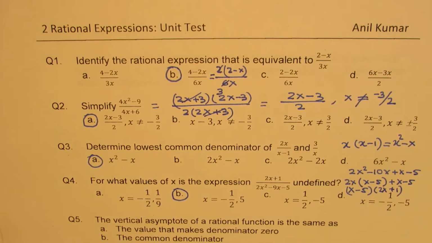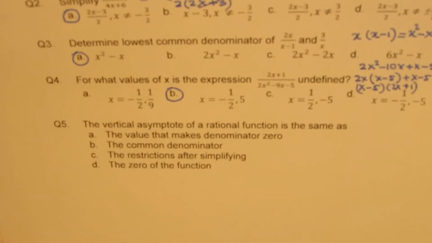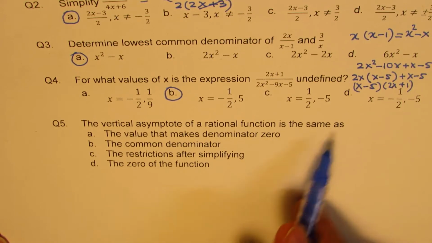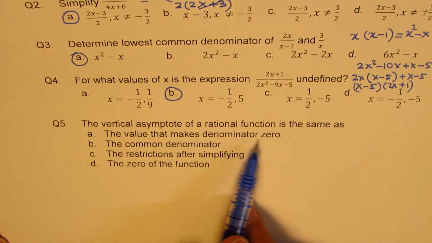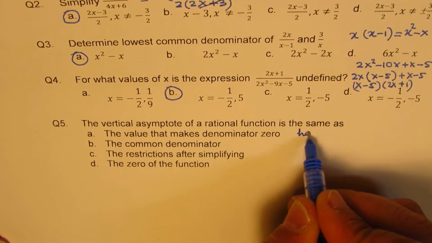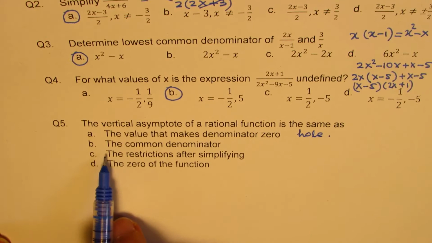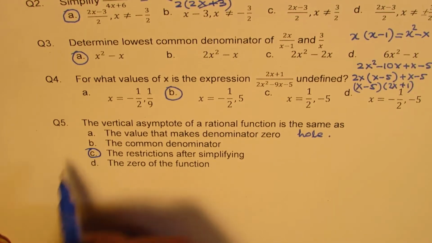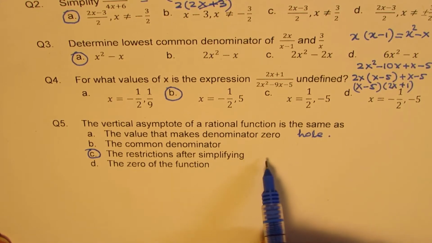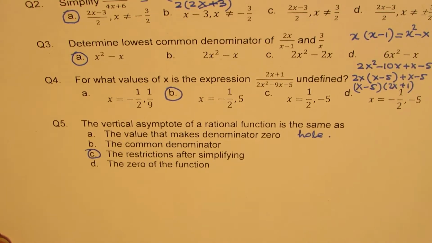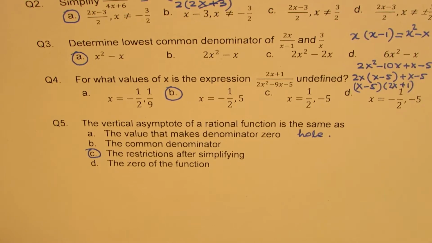The last question, question number 5 in the multiple choice section: the vertical asymptote of a rational function is the same as the value that makes the denominator 0. This is not really correct because you could get a hole also, right? Common denominator, no. The restriction after simplification is the right option, because you have cancelled the common factor to simplify, and then whatever is remaining, that restriction will be the asymptote. Perfect. So this is the right answer.